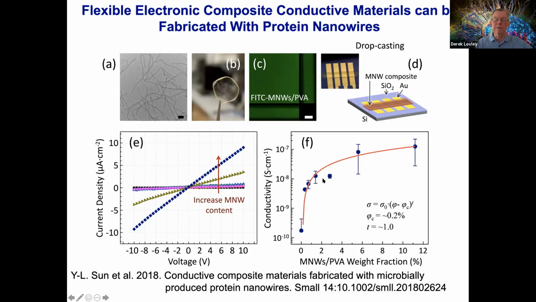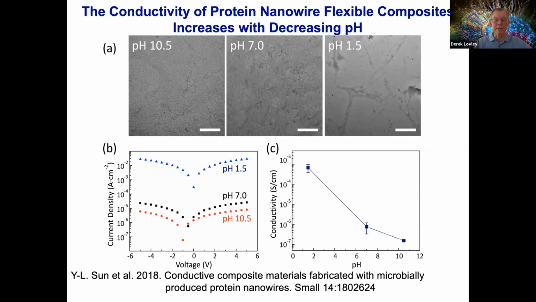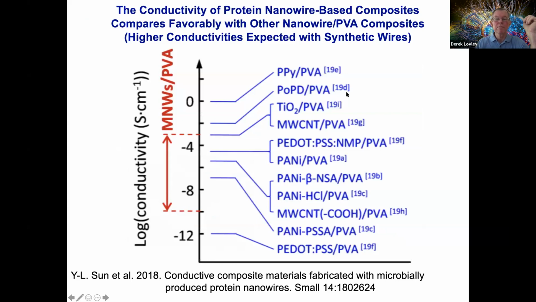But anyway, we can take a polymer that's non-conductive, and now make it a conductive composite material. And it not only has its conductivity, but it has its sensing functions, for example, the pH sensing function. And we can make these within a reasonable range of what's known for other flexible conducting composite materials.